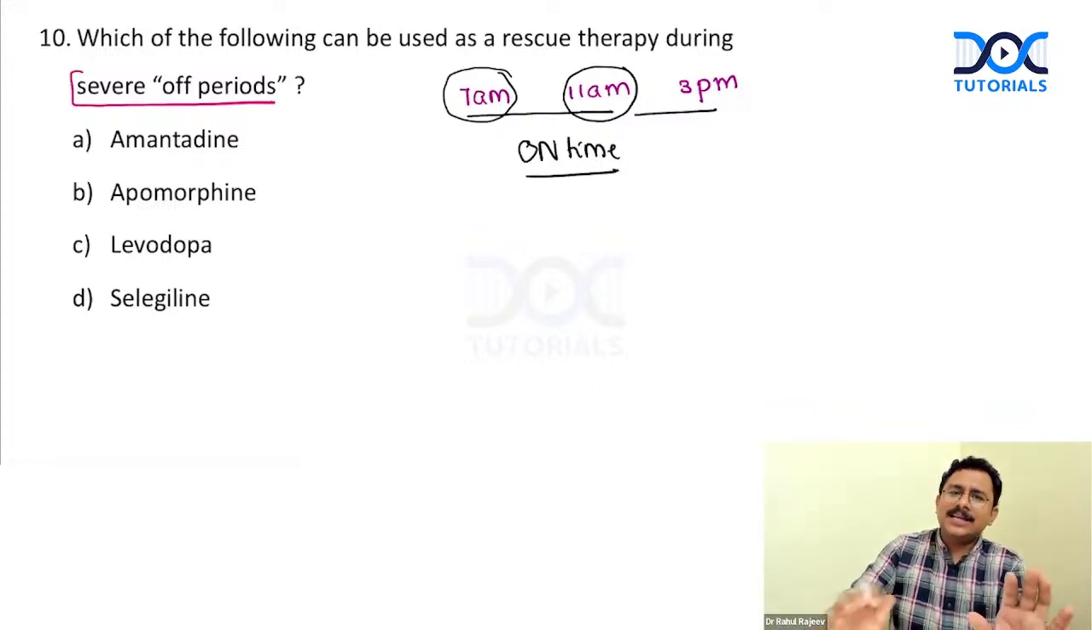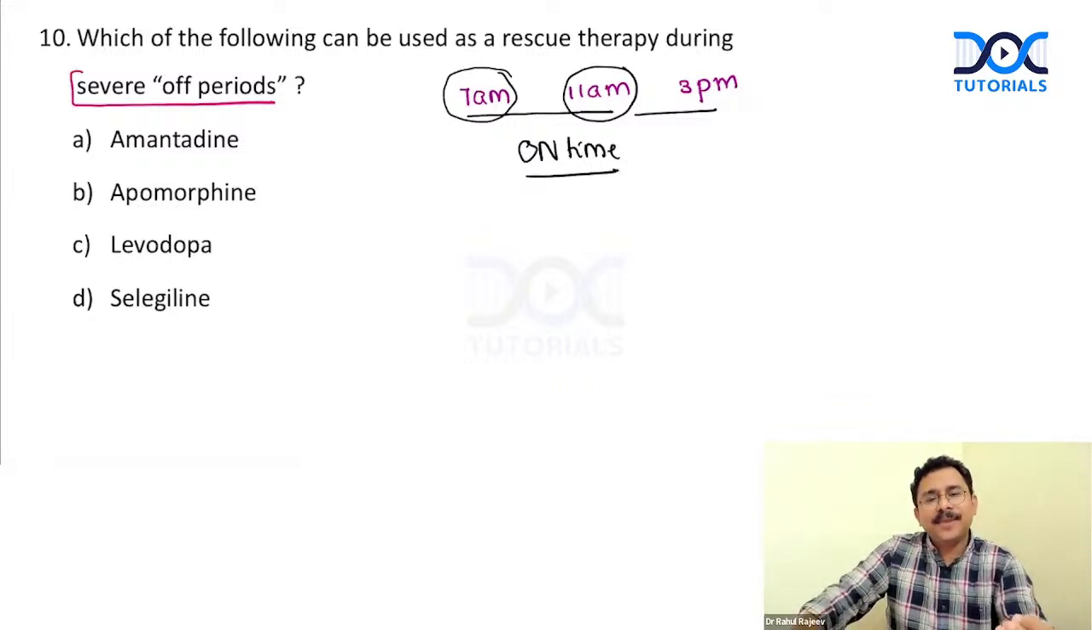Now, if the patient has some off period, what can you do? You can try to prolong the action of levodopa. And how do you do that? You can give drugs like MAO-B inhibitors or catechol-O-methyltransferase inhibitors. You can give such drugs which can prolong the action of levodopa.